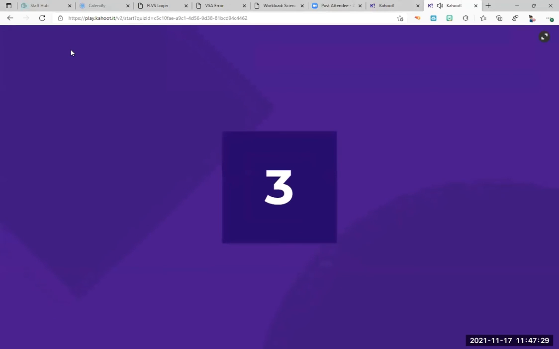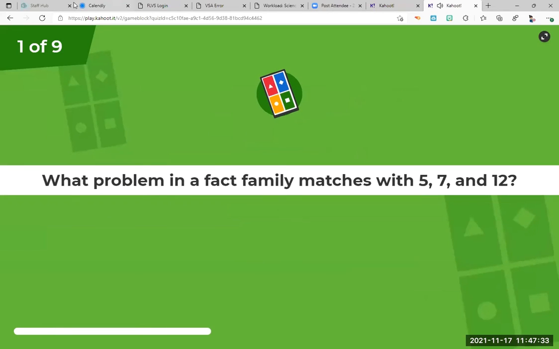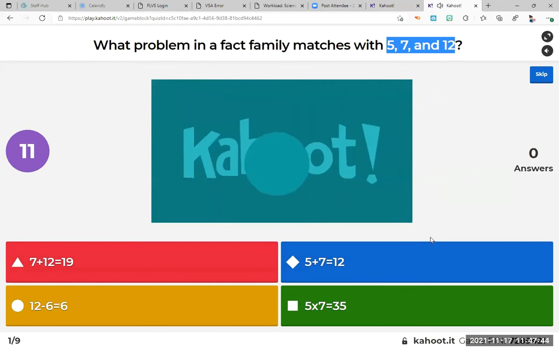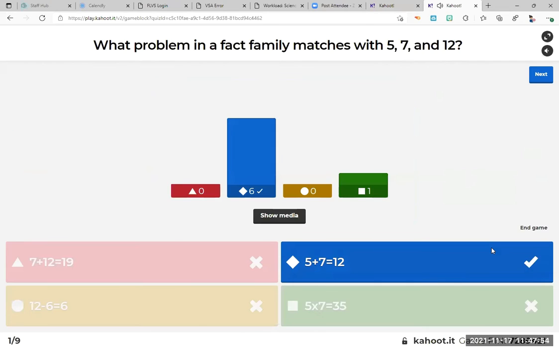What do we know about fact families? First question is, which one of these equations would belong with these numbers? Don't let any strangers in. Only choose an equation that has those numbers, 5, 7, and 12, and makes sense. Whoa, you guys rocked it. I'm so proud of you.